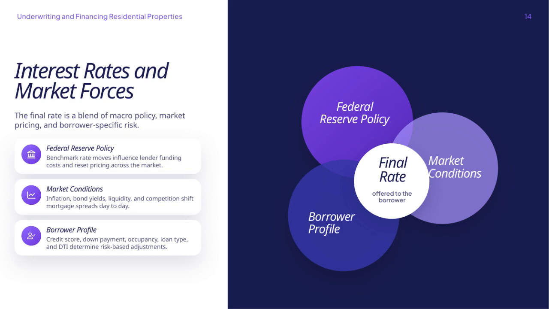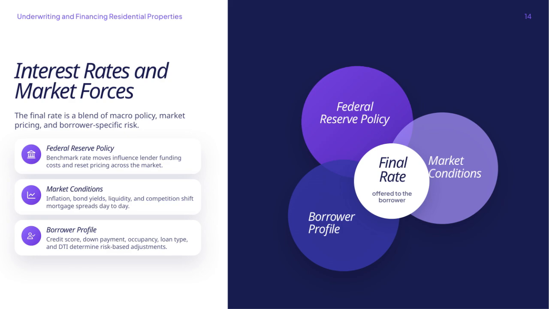Next, market conditions also have a big influence. Variables like inflation, bond yields, market liquidity, and the level of competition all cause mortgage spreads to fluctuate on a daily basis. These market dynamics can either push rates up or pull them down depending on economic shifts.